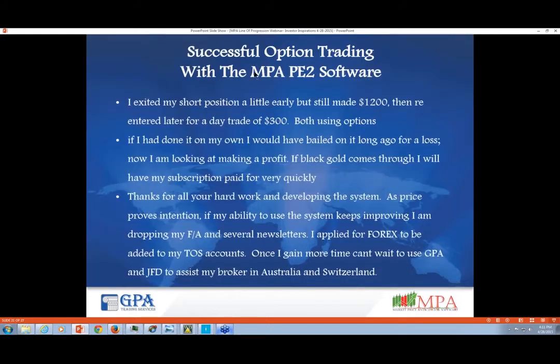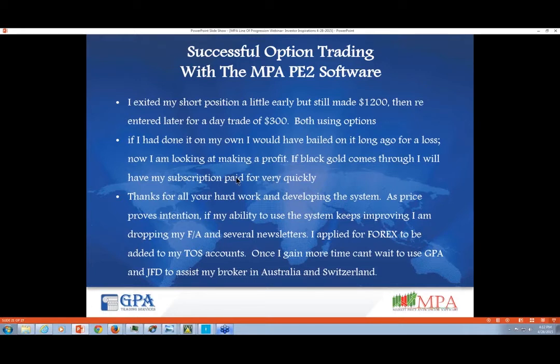Continue to see success. So before we go on and tell you some option traders, here's from one of our students that strictly trades options, and since he's been in our class, is now trading Forex because of the success. He talked about a position he had where he made $1,200. Then he re-entered the trade, made an additional $300, both using options. He went on to say, if I would have been trading options on my own without your software, I'd have bailed on it long ago for a loss. But now he's looking at making additional profits. And if oil continues to go through as expected, he's going to pay for his subscription very quickly.